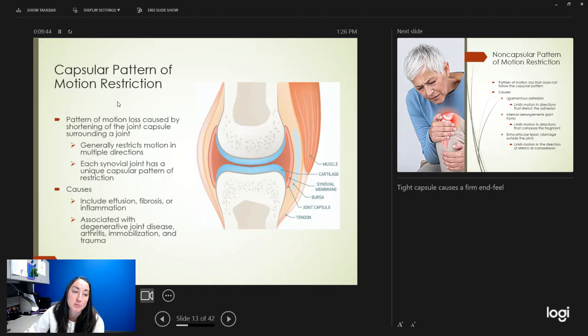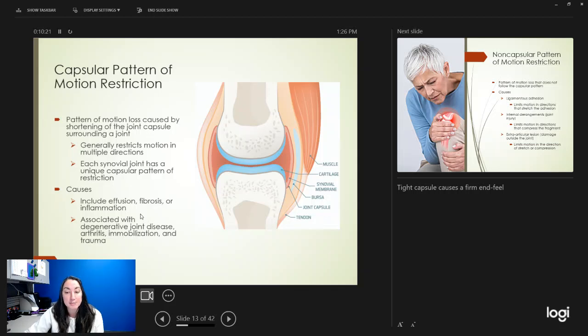Capsular patterns of motion restrictions. So these are patterns of motion loss that are caused by shortening of the joint capsule or surrounding tissue. So typically there's a pattern where it says this movement is the most restricted, followed by these that are less restricted, and this movement that's the least restricted. And that's the capsular pattern for this joint. And then you move to a different joint, and there's a different capsular pattern. So there is a specific, unique pattern of movement or of restriction in each joint that can indicate that the capsule is tight and is part of the issue.